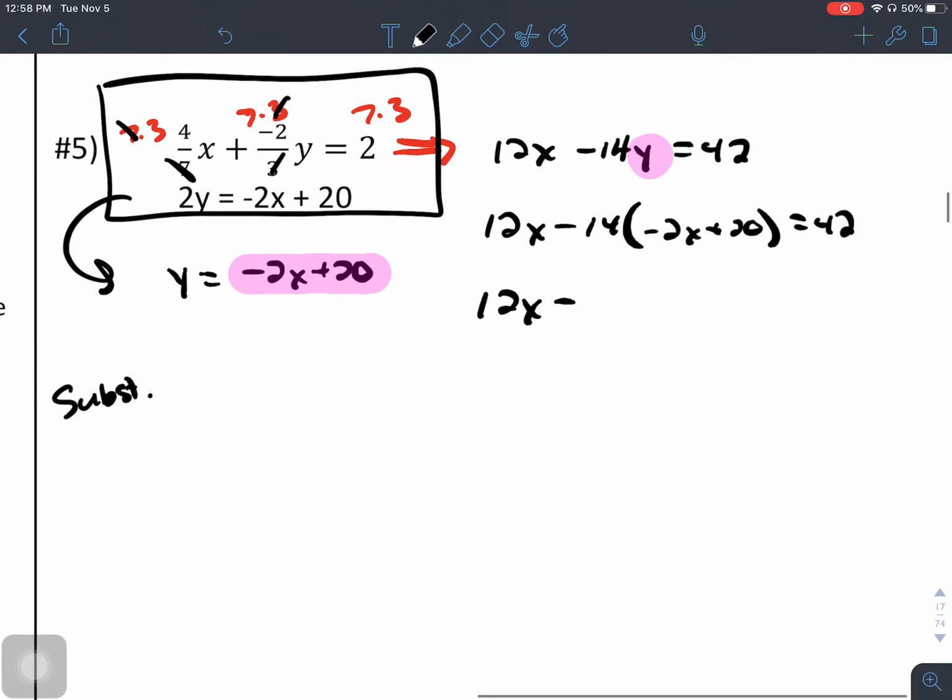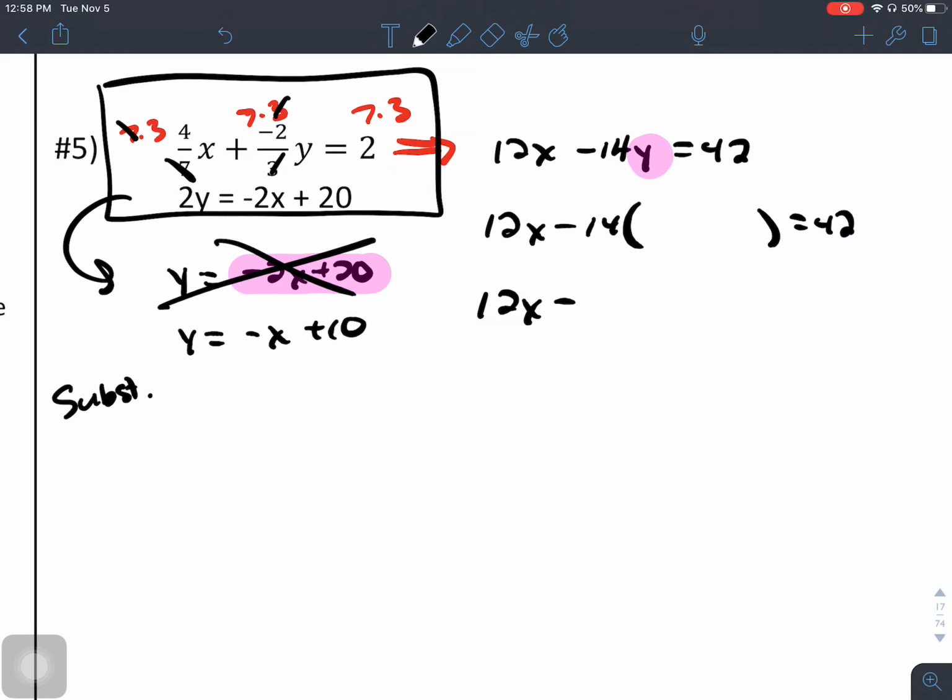I made a mistake over here. I apologize. This is not correct. This is also not correct. If I divide each term by 2, it's going to be y equals negative x plus 10. My apologies. So this would be a negative x plus 10 over here. If I distribute the minus 14, I'm going to get plus 14x, and a minus 140 equals 42.